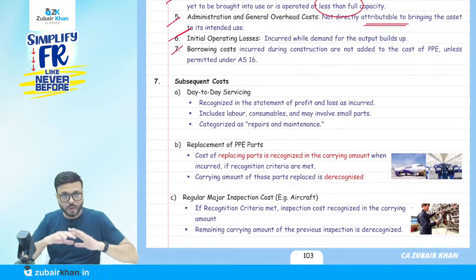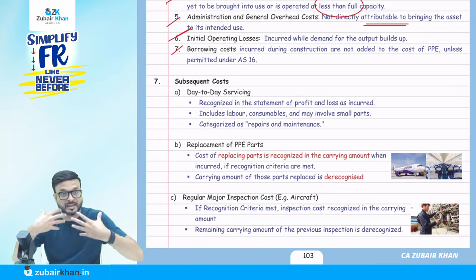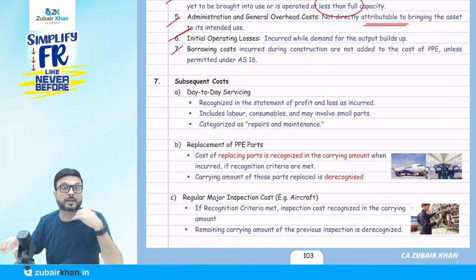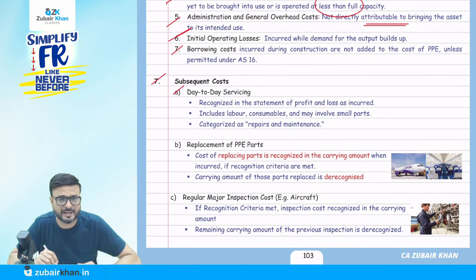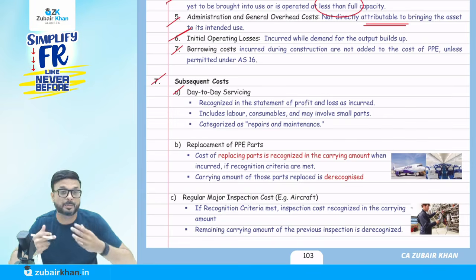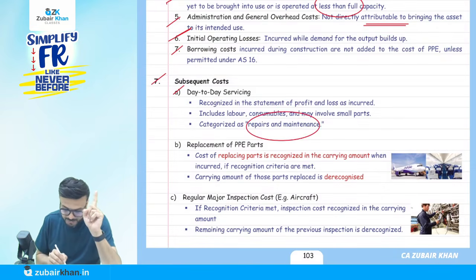Okay. Now we have recognized the PPE. Now the subsequent cost: we have recognized the PPE, but later on we are incurring some other expenses. It is divided into three categories. First, day-to-day servicing. For example, you purchase a car; the maintenance cost and repairing cost of the car is not a part of the cost of PPE. That will go to the profit and loss account. We call them repairs and maintenance.